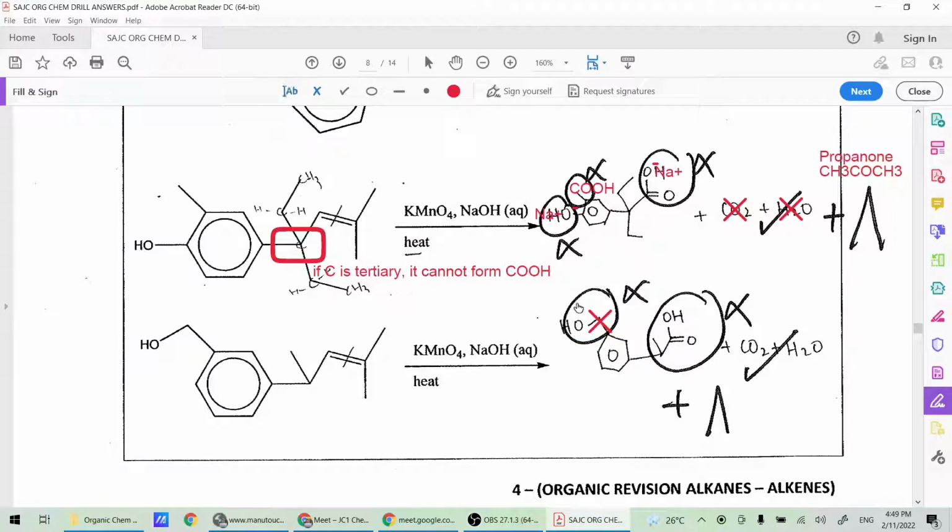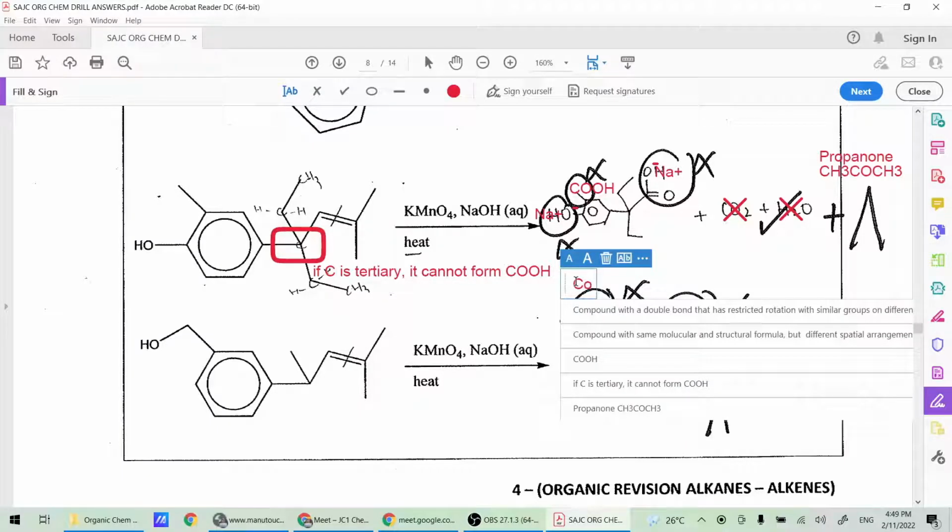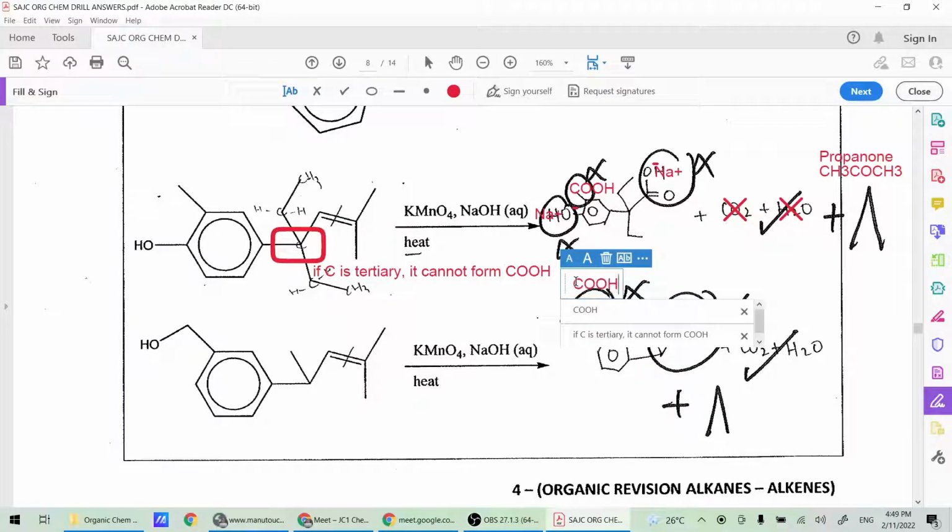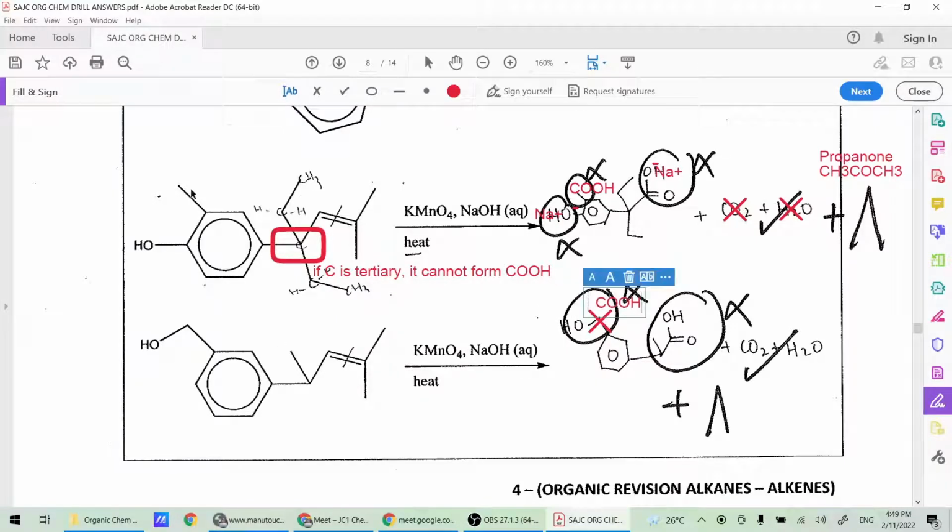Okay, now this one over here, right? It's a primary alcohol, so it should have given carboxylic acid. Primary alcohol oxidizes to a carboxylic acid. So let's just put the COOH there so that it's a benzoic acid.